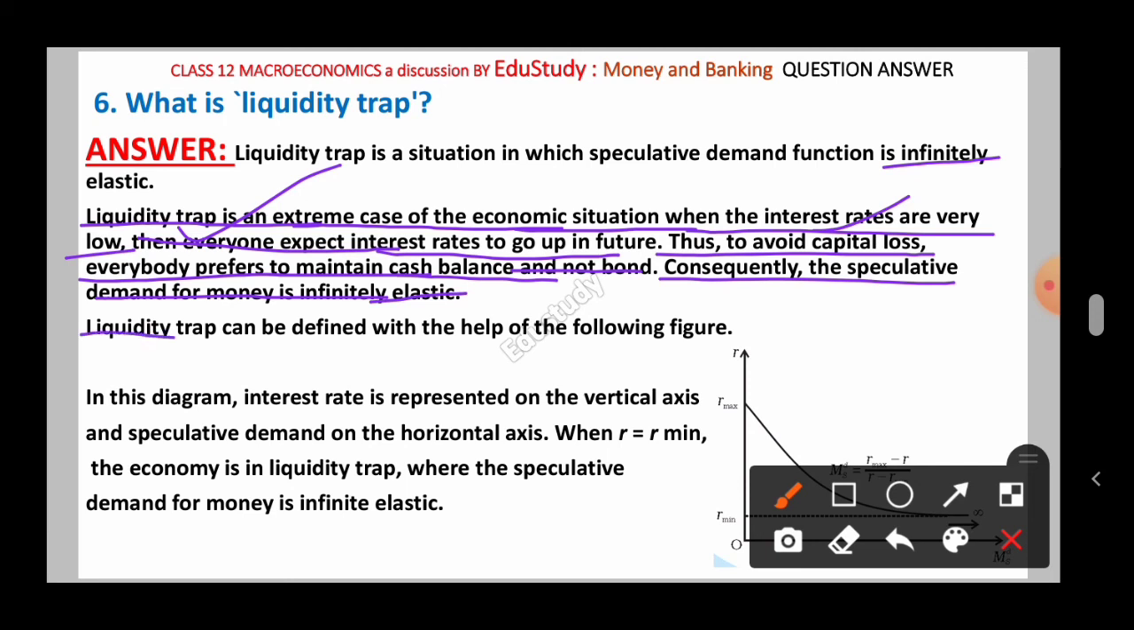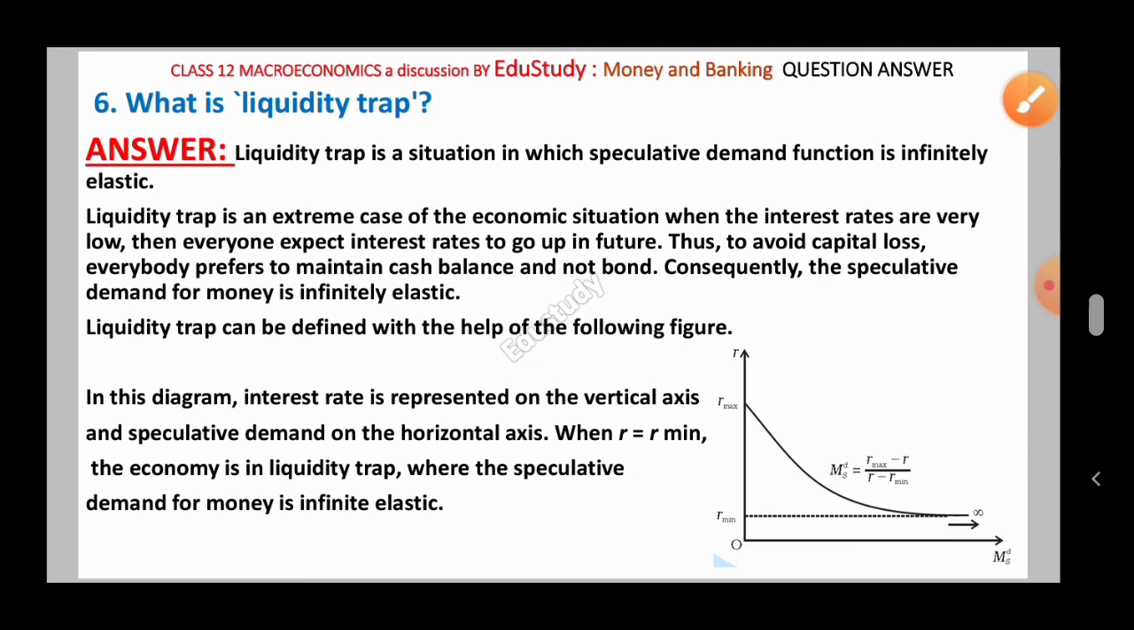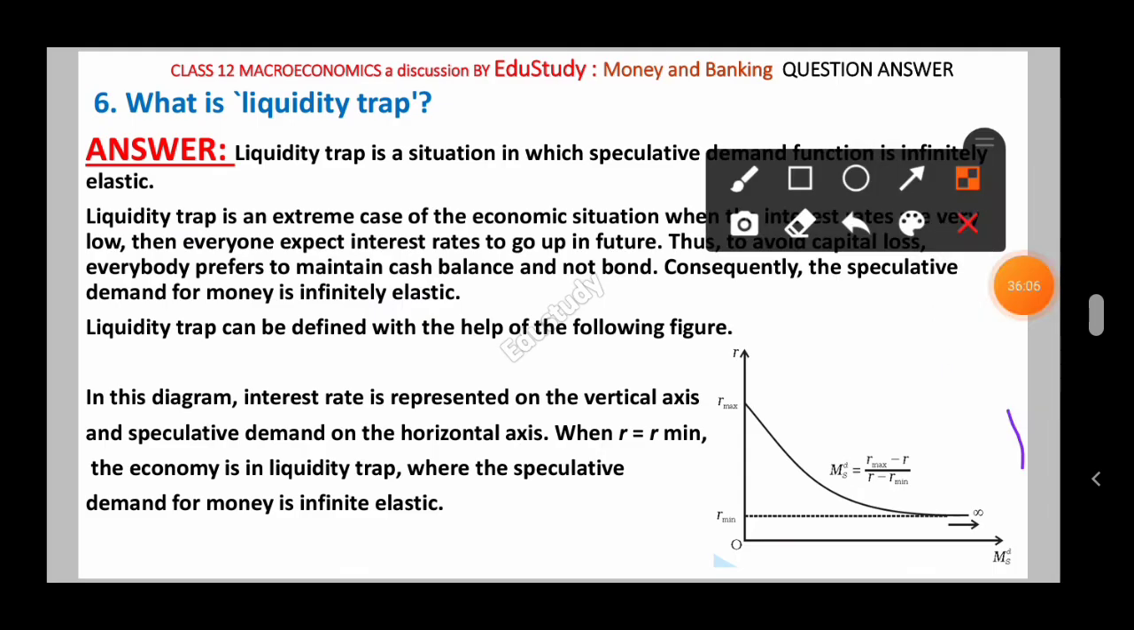So the liquidity trap can be explained with the help of the following diagram. Here a diagram is given, and you have to draw this diagram. In this diagram, interest rate is represented on the vertical axis and speculative demand for money on the horizontal axis. When R equals R minimum, the economy is in the liquidity trap, where the speculative demand for money is infinitely elastic.